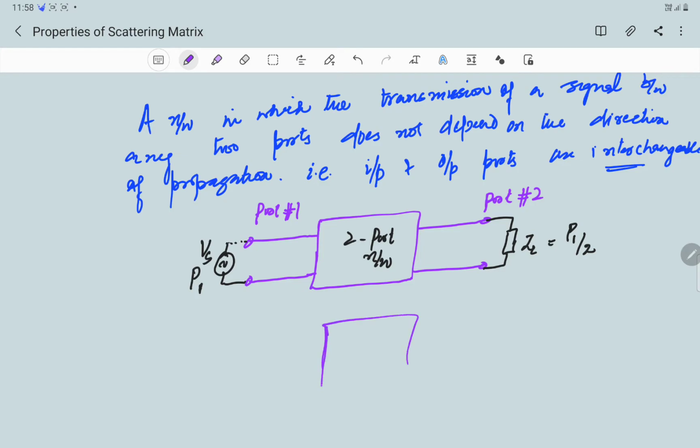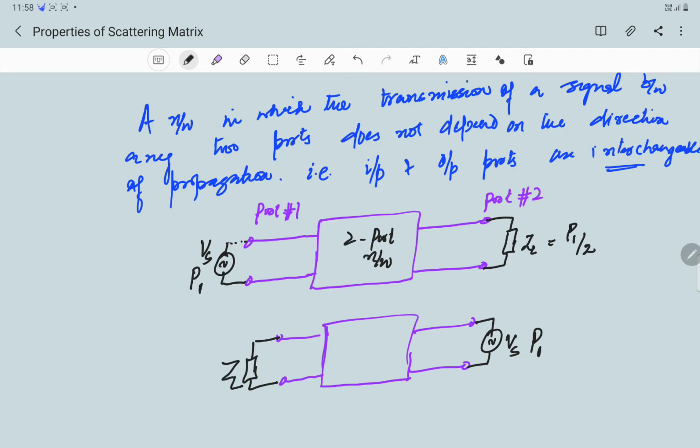use the same two-port network, with port 2 here and port 1 here, and I connect the same source here with power P1, and I connect the same load ZL to port 1.